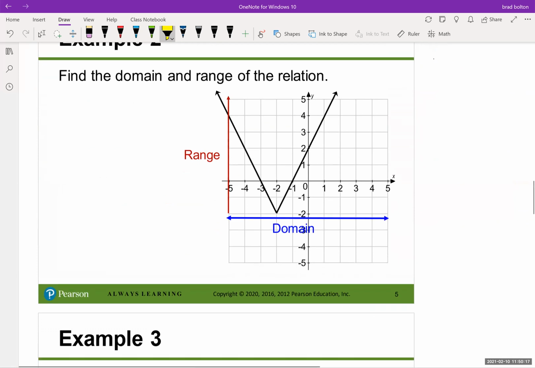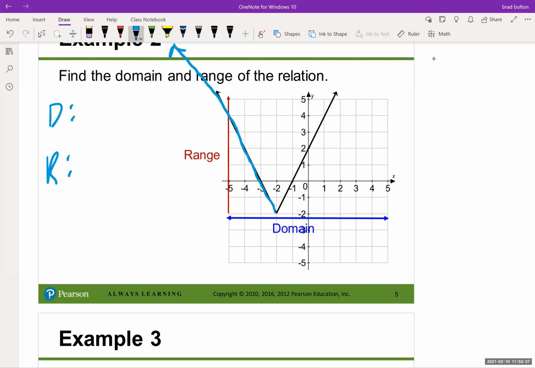So let's look at the next one, okay? Find the domain and range of this relation. So now let's try to use the way I was talking about it, okay? So domain and range. Let's ask ourselves a question. How far left is this graph gonna go? So I'm here and I'm going left. I know I'm going up, but am I also traveling leftward? Yes. How far is it gonna go?